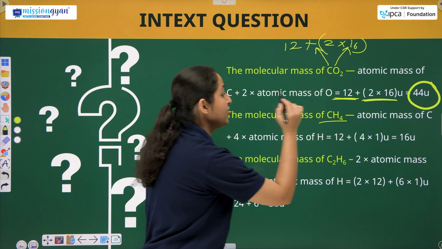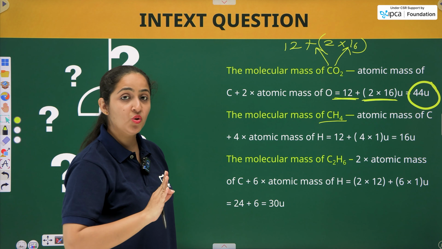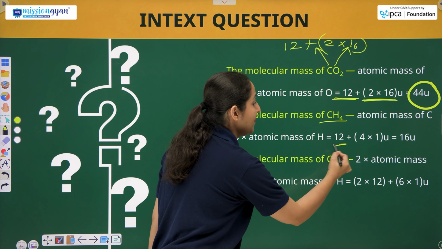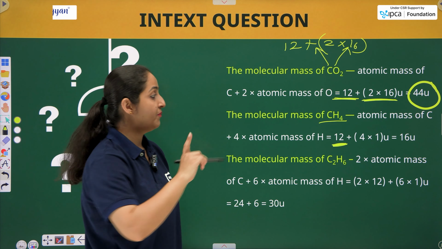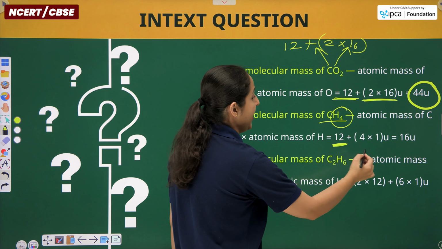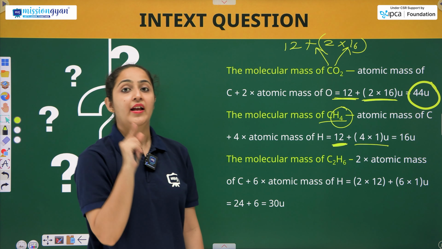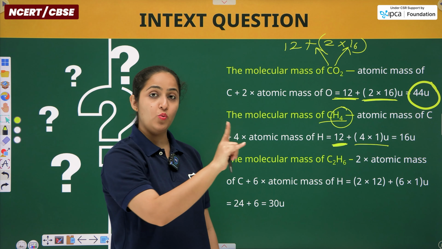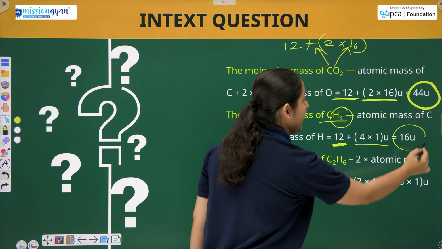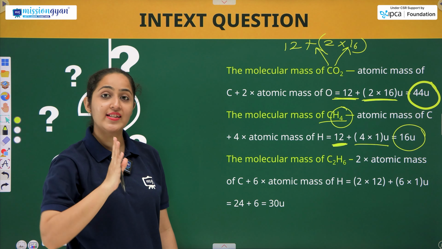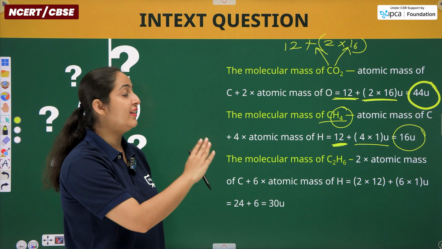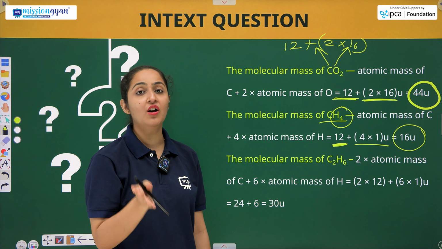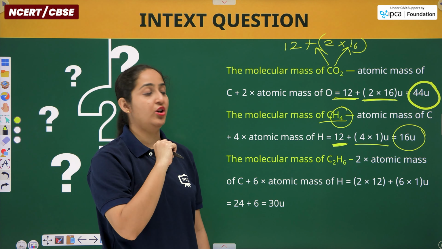Now CH4. Students, CH4 is methane molecule, 1 carbon atom and 4 hydrogen atoms. So 1 carbon atom, the mass of 1 carbon atom is 12 and the mass of 4 hydrogen atoms is 4 into 1. एक हाइड्रोजन एटम का मास क्या है, 1U. तो 4 का कितना हो जाएगा, 4 into 1. Let's add them. So you will get the answer as 16U. So very simple, students. For getting the molecular mass of any molecule, just add the atomic masses of the atoms which is giving you that molecule.